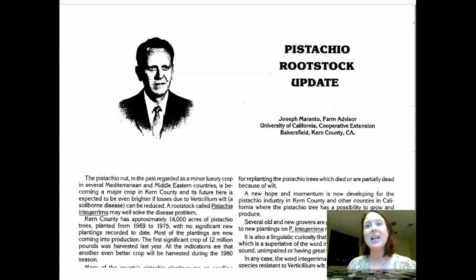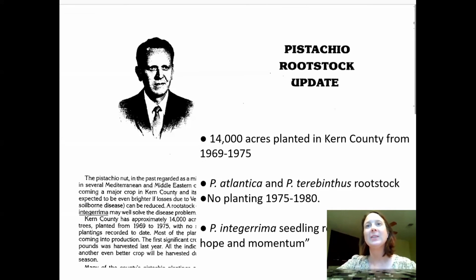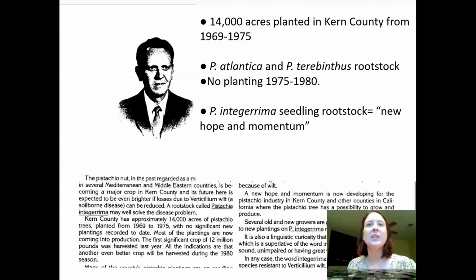In the early part of the pistachio industry in California, rootstocks were really what ended up saving the industry at the early point in time. This was a paper written by Joe Moranto, a farm advisor located in Kern County. In the early part of the industry, 1969 to 1975, there were about 14,000 acres of pistachio that were planted in Kern County. This acreage was planted on Pistacia atlantica and Pistacia terebinthus rootstock. And all of a sudden, there was no planting at all between 1975 and 1980.